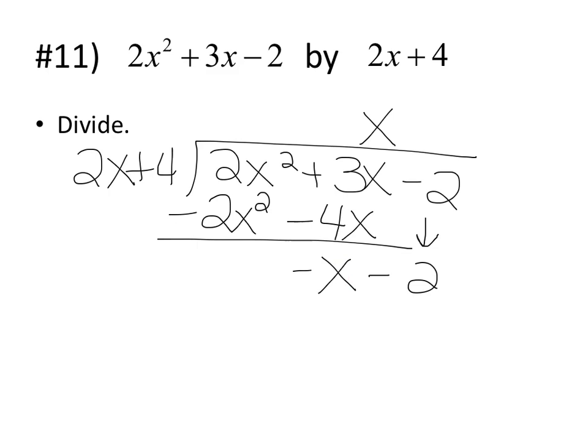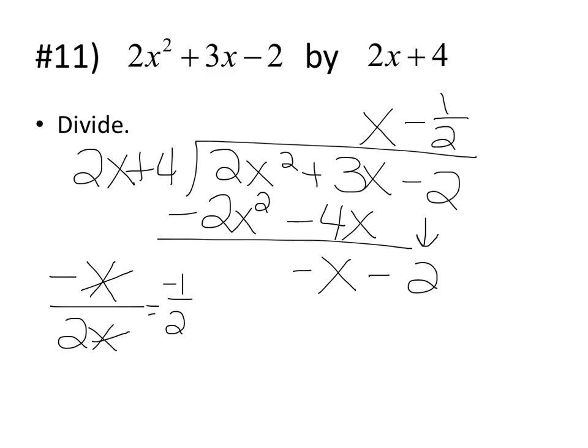Now, when you fall into a situation where it's not obvious because this number is larger than this one, what I want you to do is take them off to the side and put one over the other. And remember, whatever is over here will always be in the bottom. So if you put negative x over 2x, notice your x's cancel, and you're left with negative 1/2. And that will give you what you would multiply 2x by to get negative x. So this negative 1/2 is going to go up here, minus 1/2.